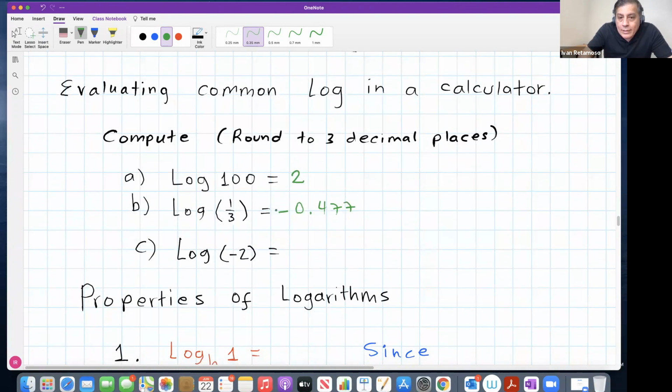Notice the result, the output value of these logs may be a negative number, okay? In fact, it could be any real number, this output value. However, the inside of the log must be always positive, must be always positive. So try to catch that.